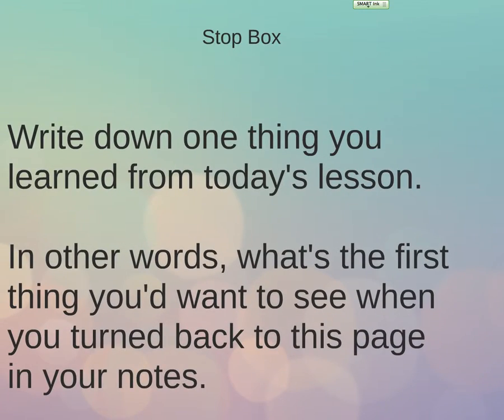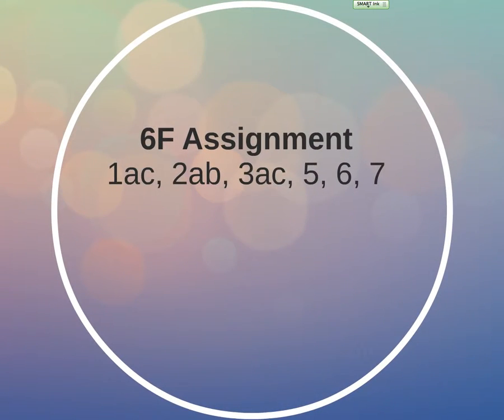Okay, so write down one thing you learned from today's lesson. In other words, what's the first thing you want to see when you turn back to this page in your notes? So you know that test is coming up on Friday, so if you look back at your notes, what do you want to see when you flip to this page? I would probably want to see either the formulas or a reminder like you need n, you can't forget about that original formula we talked about. Always need n. And here is your 6F assignment.